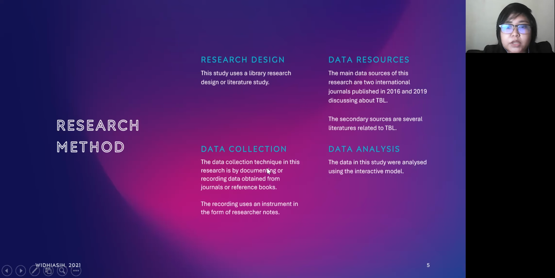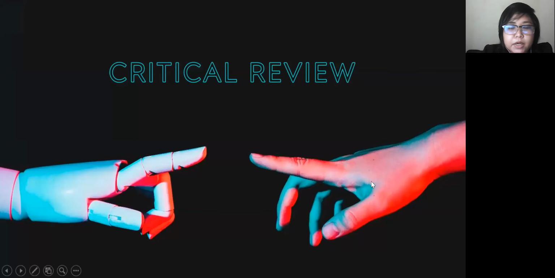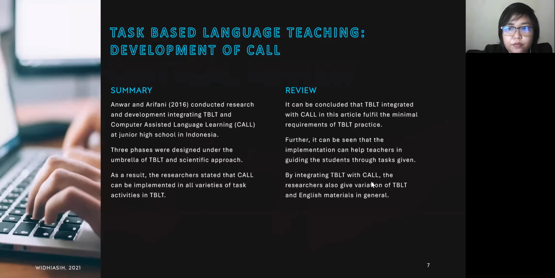And for data collection, the technique uses documenting or recording data obtained from journals or reference books, and the instrument used is researcher notes. And after the data collection, the data were analyzed using the interactive model by Miles and Huberman. Here is the result of the data collection, the data analysis, and critical review.